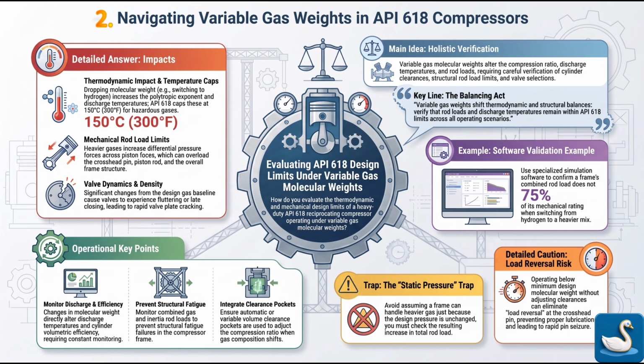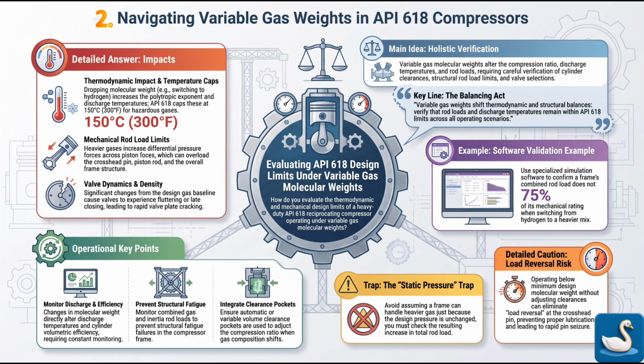Wait, hold on. Explain the physics of that to me, because on paper, the pressure is identical. If the discharge pressure gauge reads 1,000 psi on light gas and 1,000 psi on heavy gas, why would my frame suddenly snap? Because the absolute pressure might be identical, but heavy gases significantly increase the differential pressure forces acting across the piston faces during the compression stroke. Give me an analogy for that.